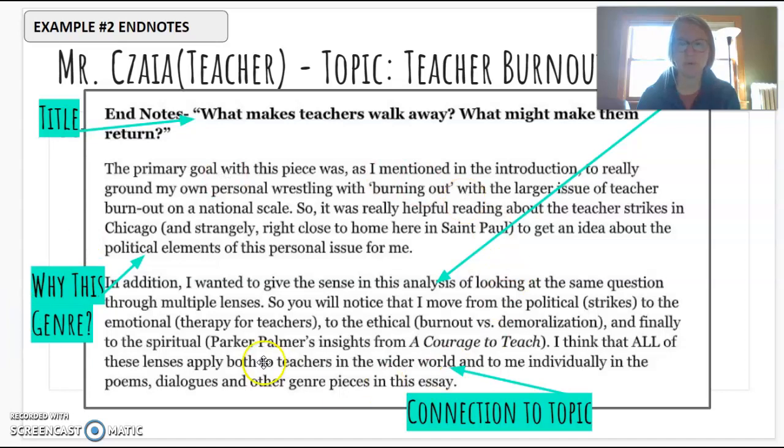So he's answering, why did he write this analysis piece? It was to connect his own personal challenges to the challenges of teachers around the world. That's why he wrote this. That's why he analyzed teacher burnout.